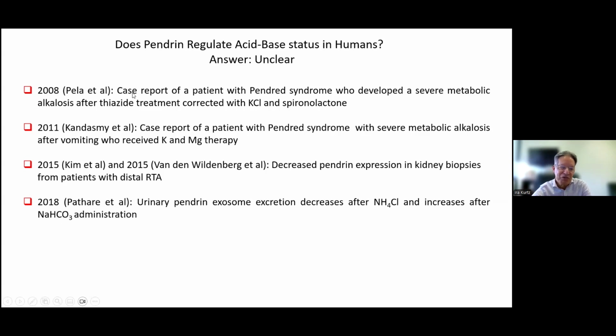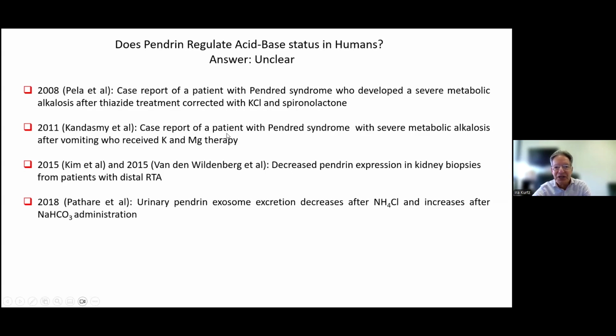So presumably, the thinking was that pendrin was normally ameliorating this, but when the thiazides were on board, it was much worse, and it was corrected by giving spironolactone and potassium chloride. Again, not very definitive, a lot of hypotheses involved. You can't stake any definitive interpretation on this, but it had some interesting implications.